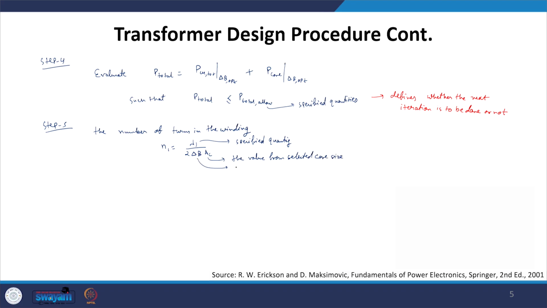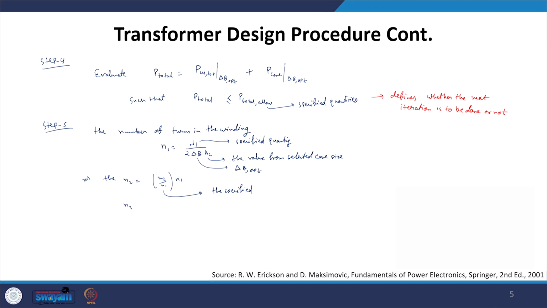This is the delta B optimum value which we obtain from the optimization in step number 3, and using that one we can calculate our N1, and from there we can calculate the N2 by using the turns ratio, as our turns ratio, the specified quantity, multiplied by N1. So, this is the specified quantity. Again, it depends upon the operation of the circuit and the nominal winding voltages which have been given.